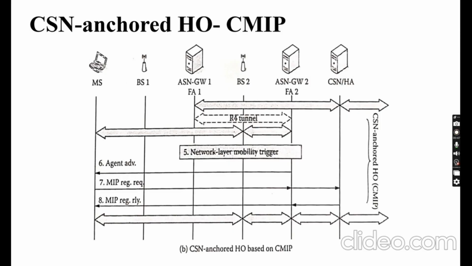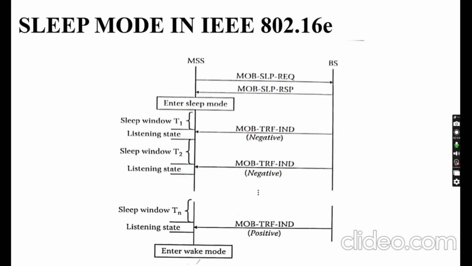Followed by this is all about ASN anchored handover and CSN anchored handover. Next, we will discuss sleep mode in IEEE 802.16e. The sleep mode is important in order to conserve more power and consume only optimal power, and to save a lot of power that is being wasted.